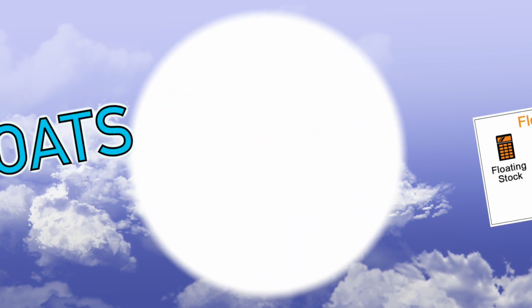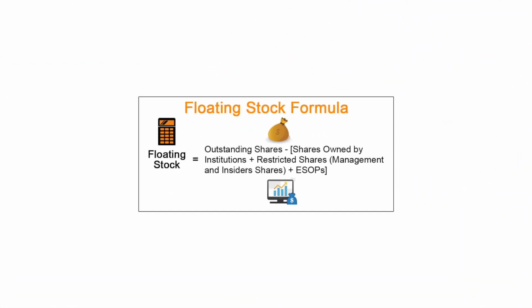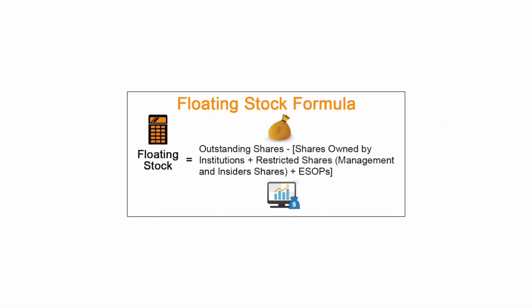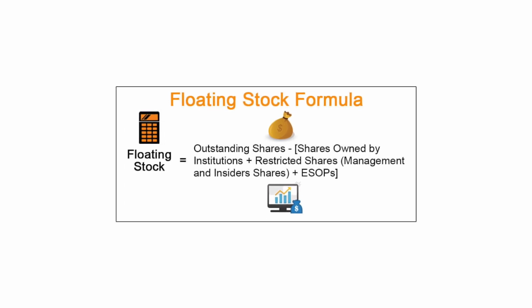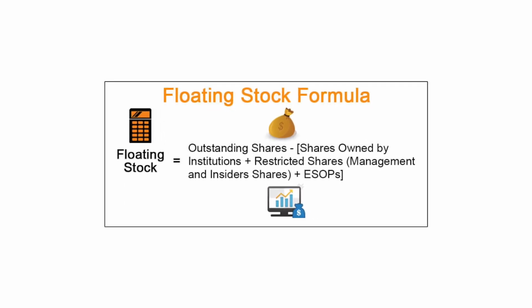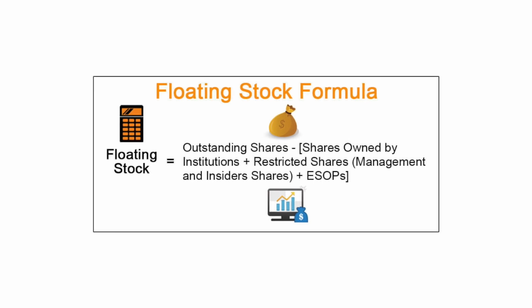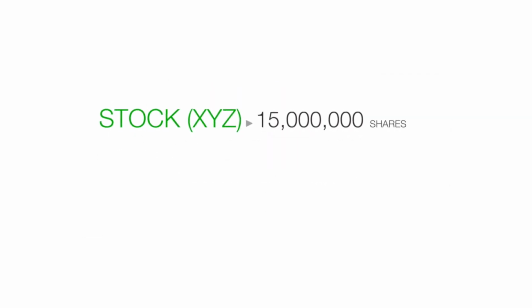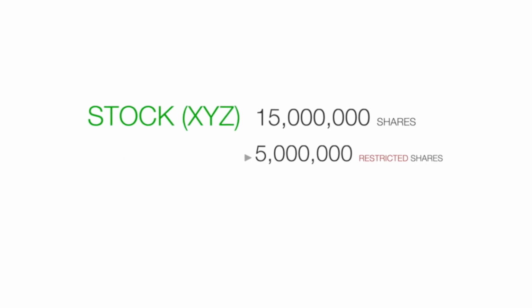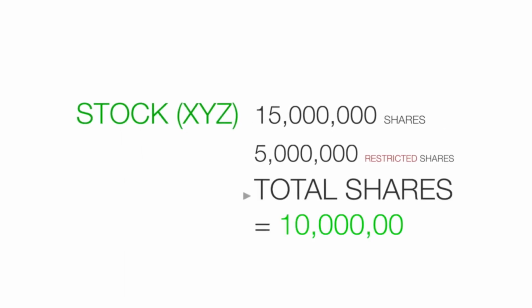A float in trading refers to the amount of common shares a company has issued to the public that are able to be traded by investors. You can find the float by taking the company's outstanding shares and subtracting the restricted shares. So if stock XYZ has 15 million total shares, but 5 million of those shares were restricted shares, the company's float will then be 10 million.